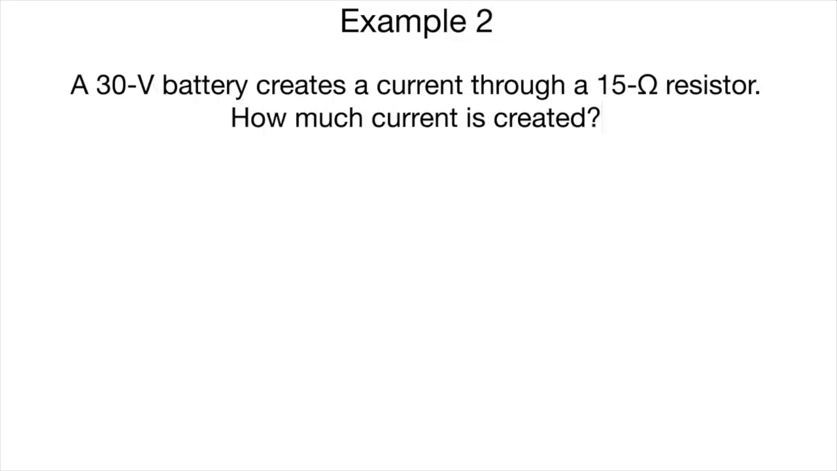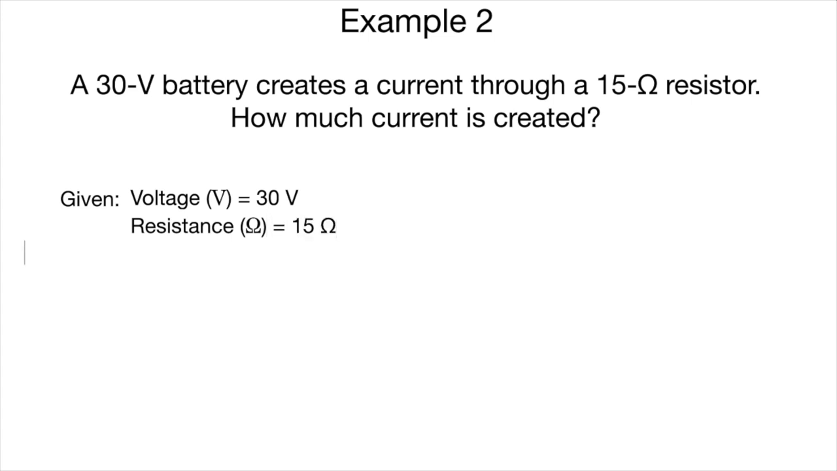Example 2. A 30 volt battery creates a current through a 15 ohm resistor. How much current is created? The given voltage is 30 volts. The resistance is 15 ohms. Our unknown then is the current, I. Therefore, our equation would have to be I equals V over R.